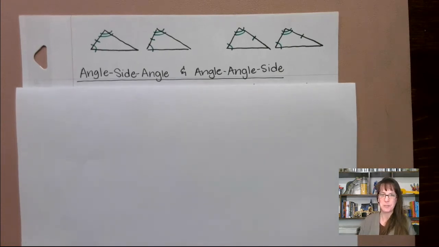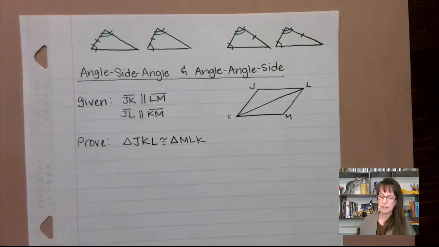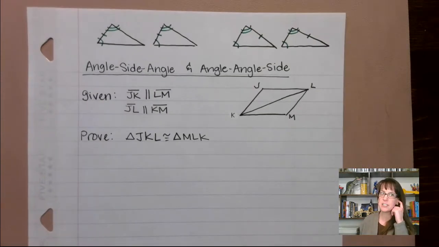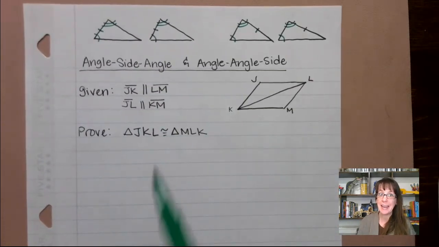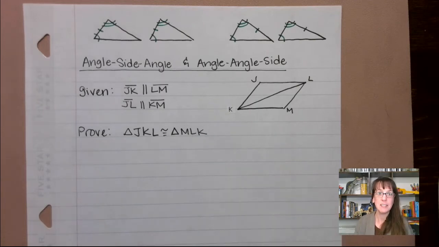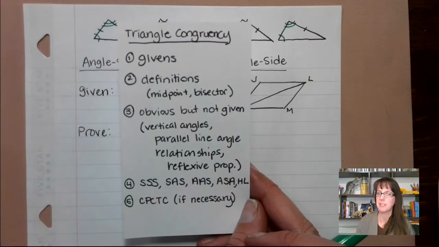So let's do some proofs so you can see how this works. All right, for our first proof here, we are given that JK is parallel to LM, and JL is parallel to KM. Okay, if you haven't seen this before, here's my cheat sheet. You may want to pause and write these down.